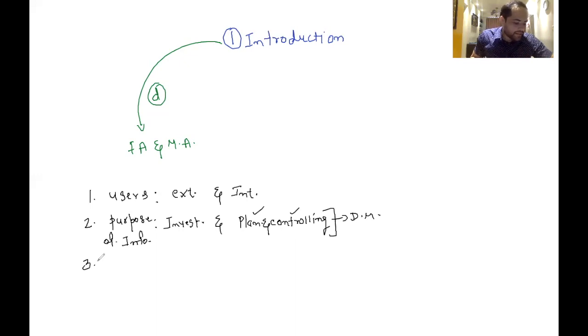Next is the time dimension. Financial accounting focuses on past information, right? They use past information. Whatever has been done, they record that information and provide it to the users, external users. And management accounting, of course, is about planning. And planning means something about future goals, policy, decisions, anything, right?